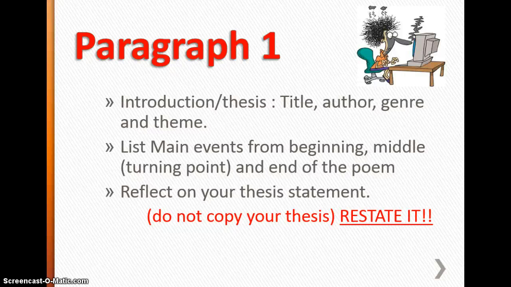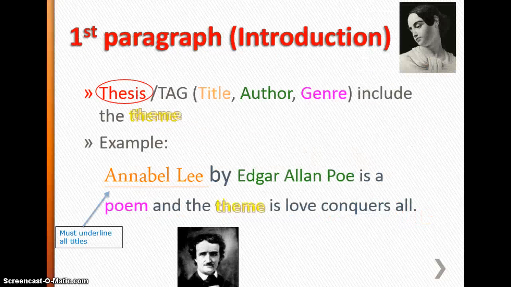Let's begin with paragraph 1. In your first paragraph, your very first sentence is your thesis statement. In your thesis statement, you must also include a tag, which is your title, your author, and your genre. You must also include your theme for that poem. Here's an example. Annabel Lee by Edgar Allan Poe is a poem, and the theme is Love Conquers All.